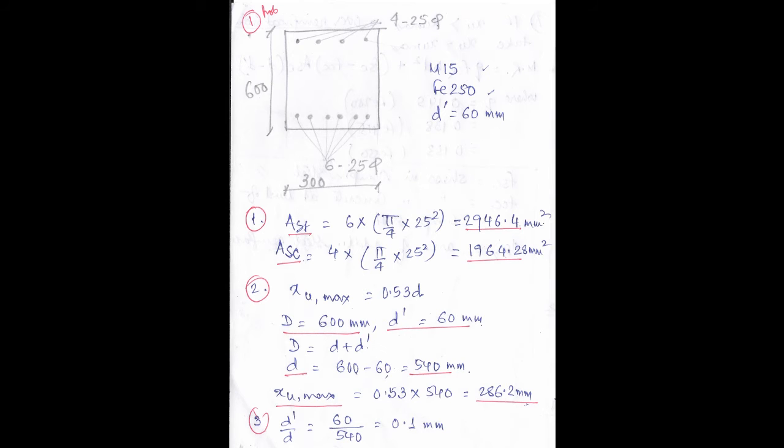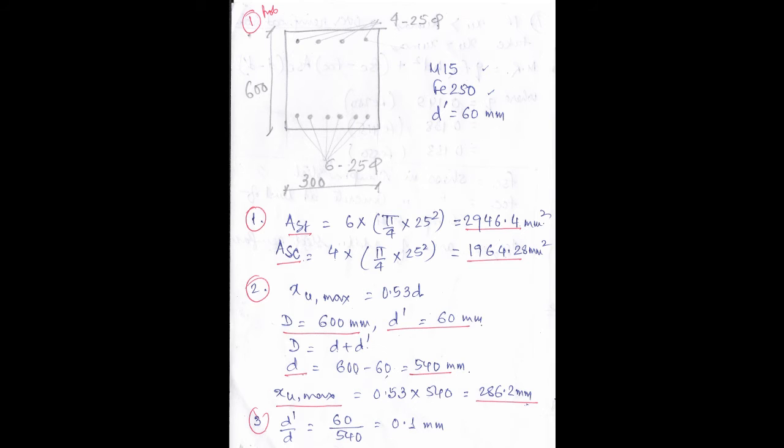Then we have to find the area of the steel in the compressive zone also, that is Asc. Asc will be how much? 4 multiplied by, because 4 bars are there. What is the diameter? 25 millimeter diameter. So 4 multiplied by pi by 4 into 25 square. That comes out to be 1964.2 millimeter square. So the first step is done.